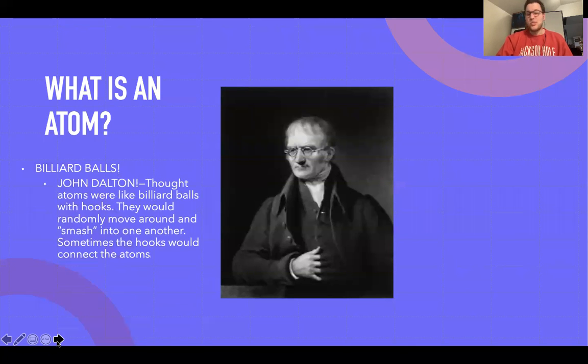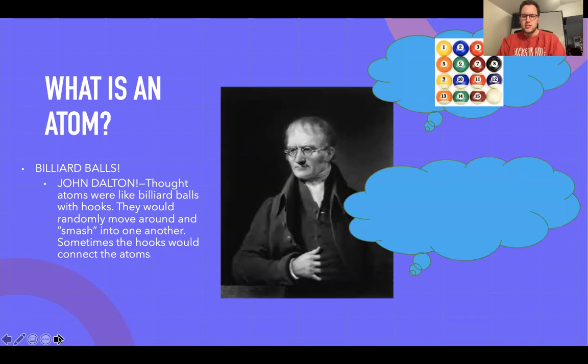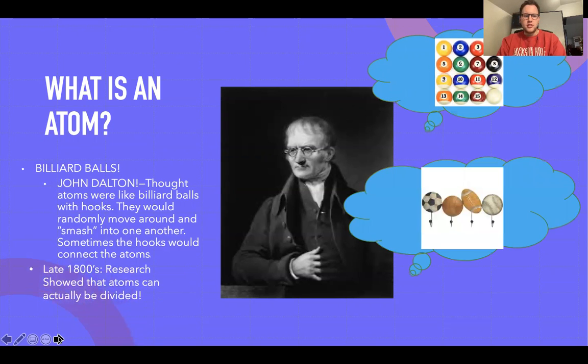Throughout history, there have been a lot of different ideas of what an atom may be. But John Dalton started out, this man right here with the cool glasses. He thought they were kind of like billiard balls with hooks. They just bounce around randomly and hook onto each other randomly. He thought they looked like this, just plain billiard balls with those hooks.